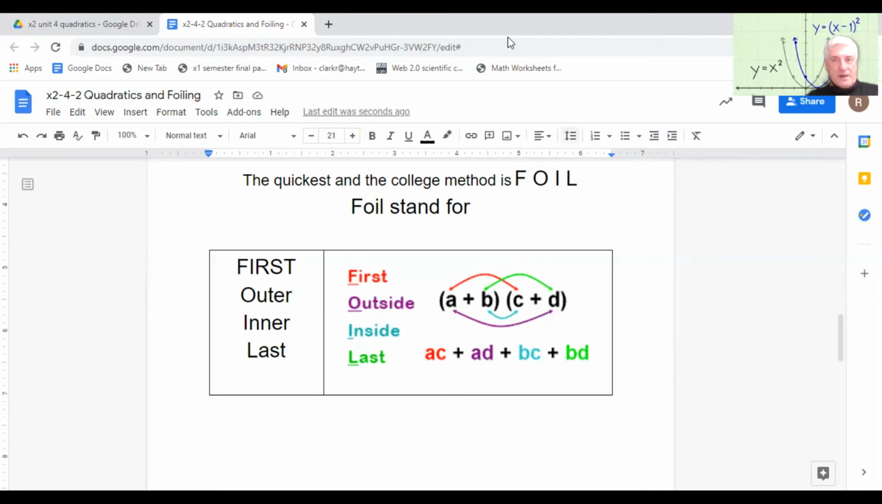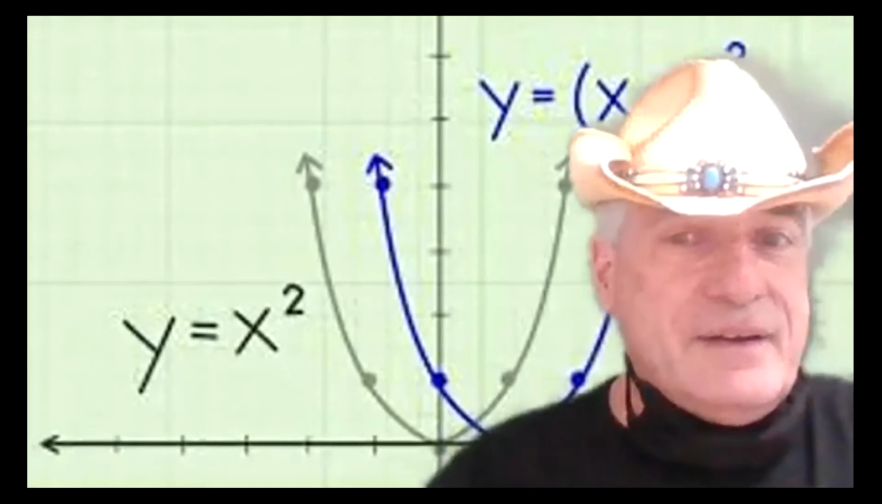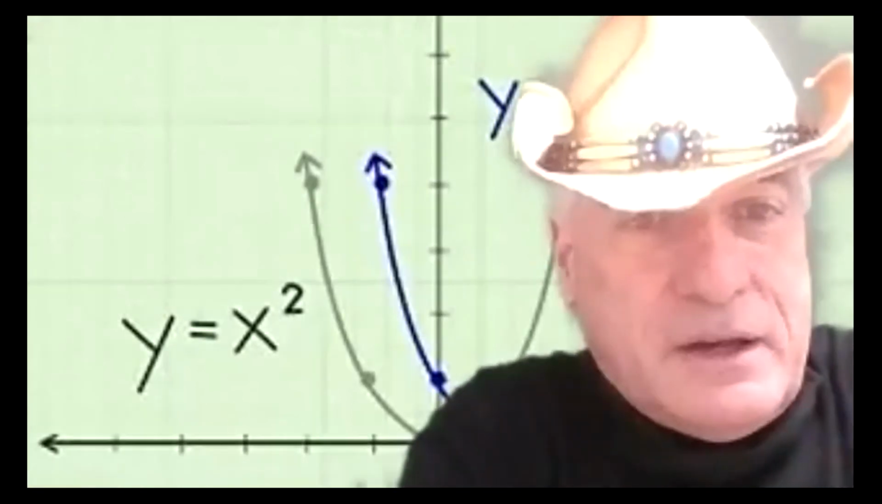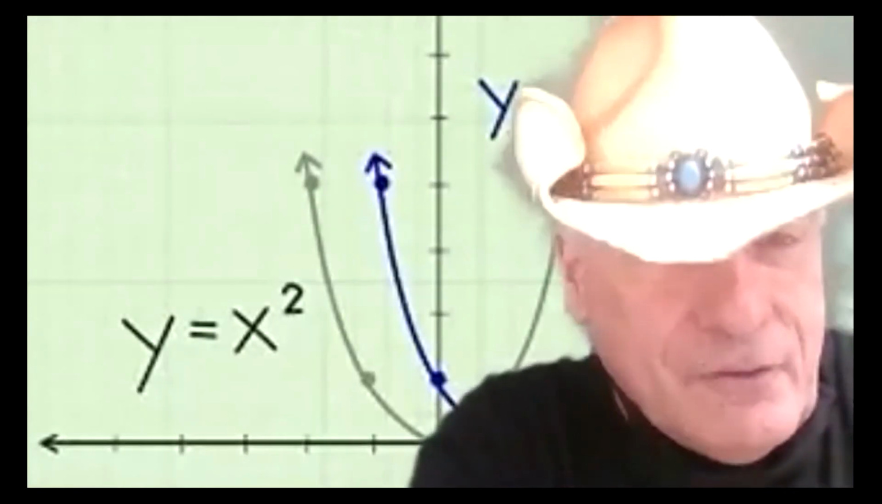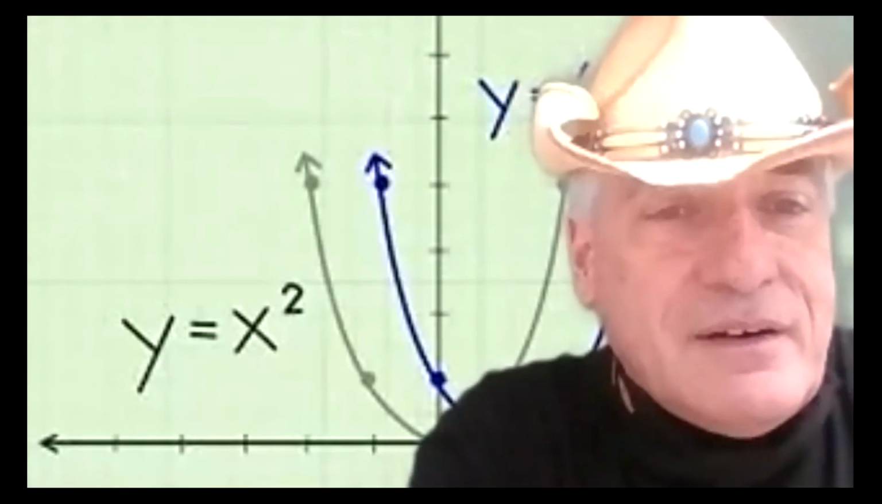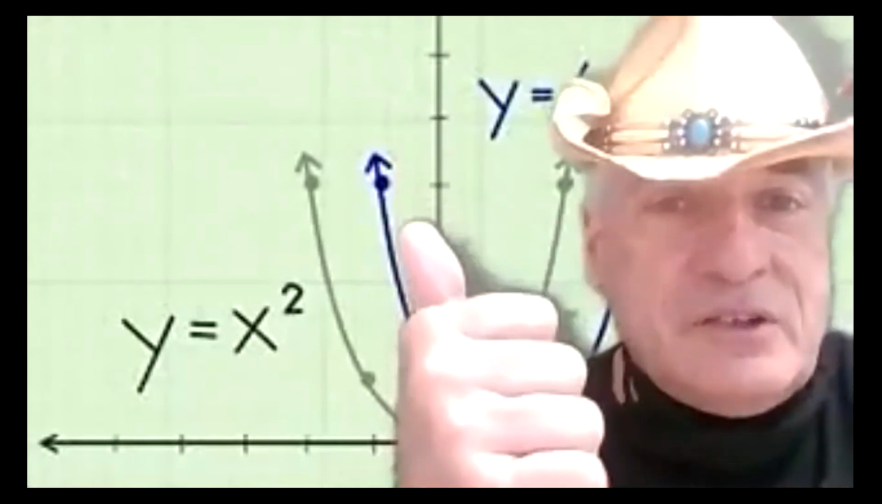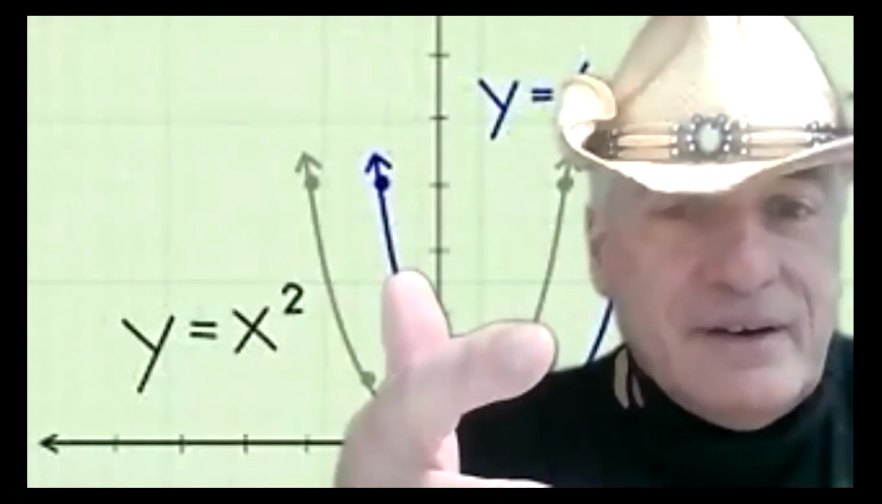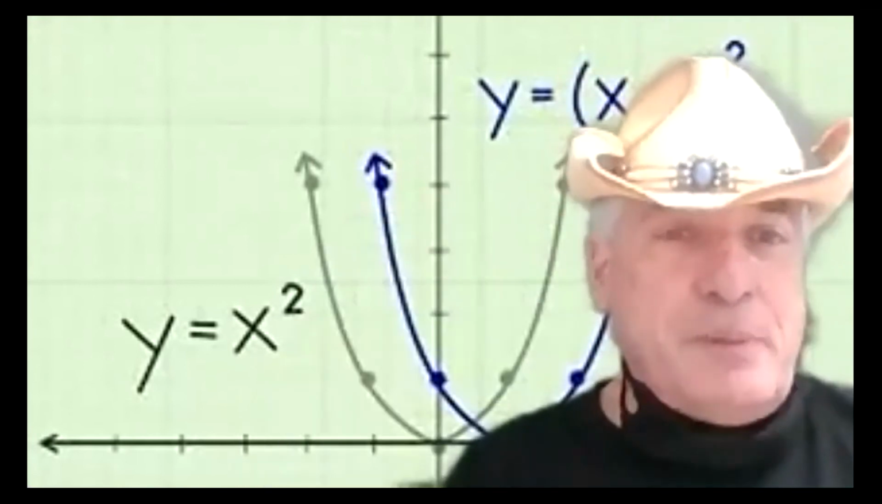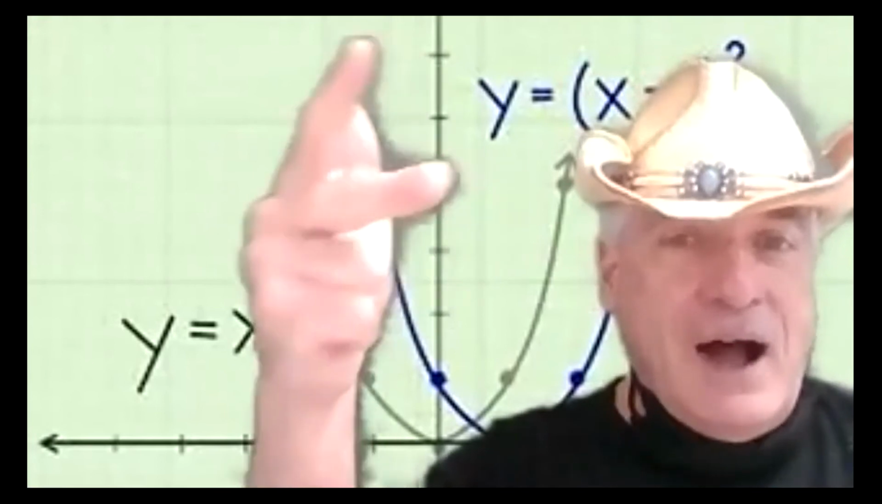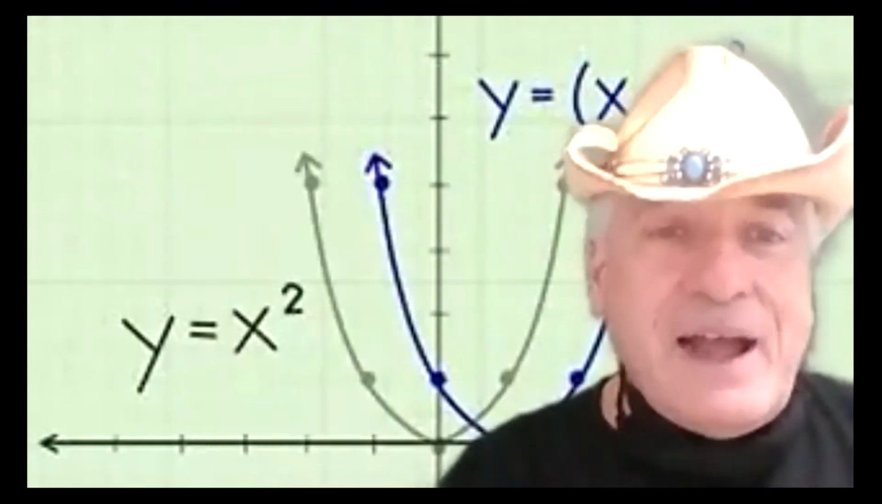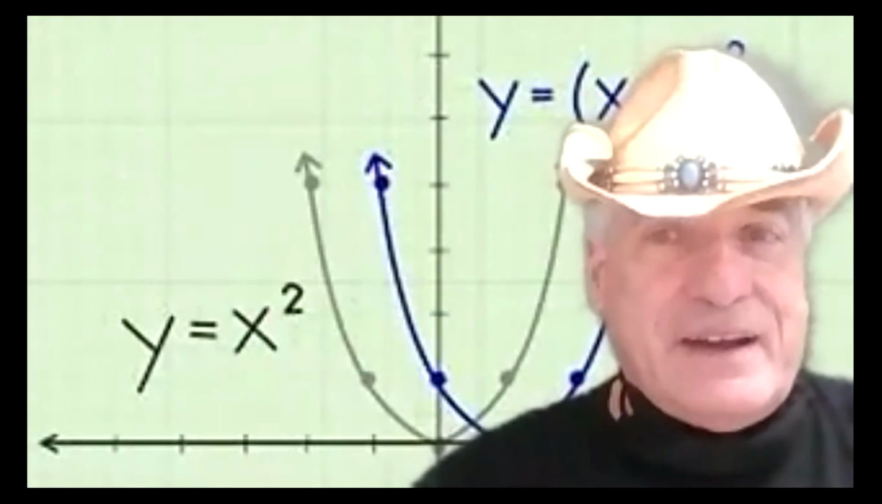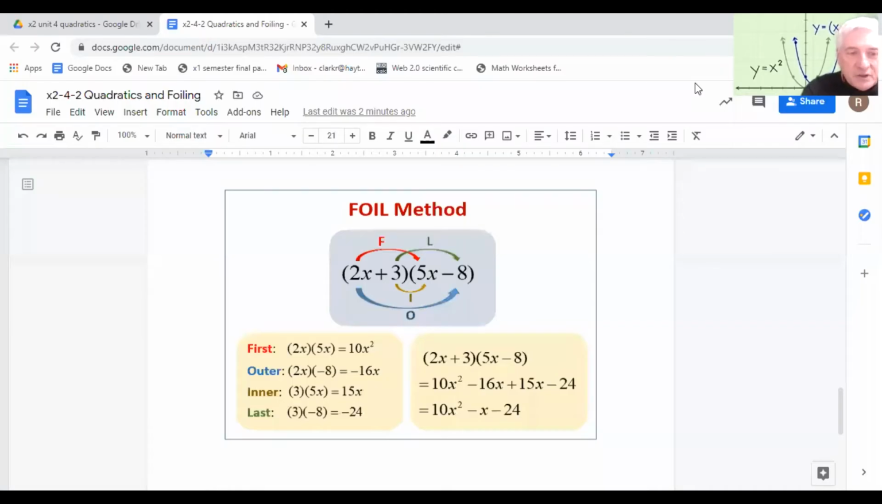Now I'm going to help you remember that real quick. Hey, he's making me do all the work. He ain't going to make you memorize. I am. Hey, repeat after Cowboy. First, outer, inner, last. First, outer, inner, last. And if I can spell, it's F-O-I-L. First, outer, inner, last. I hope you never forget that. Thank you, Cowboy. I'm sure that was memorable. It was special and memorable.